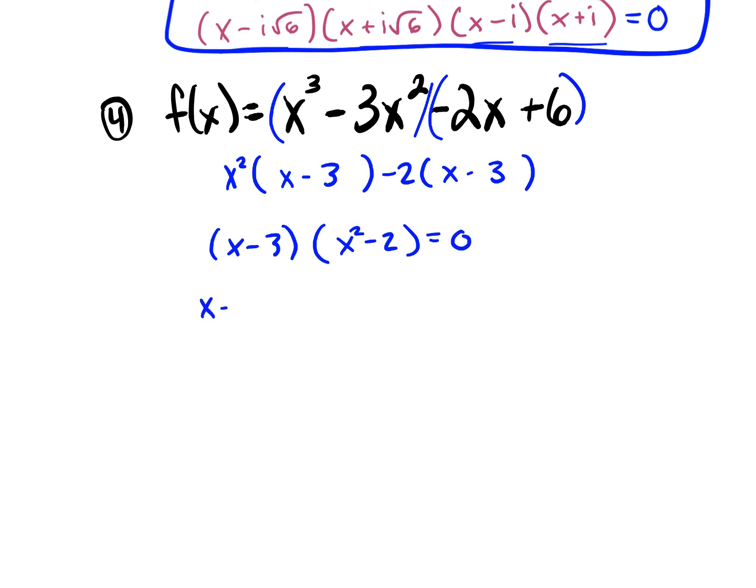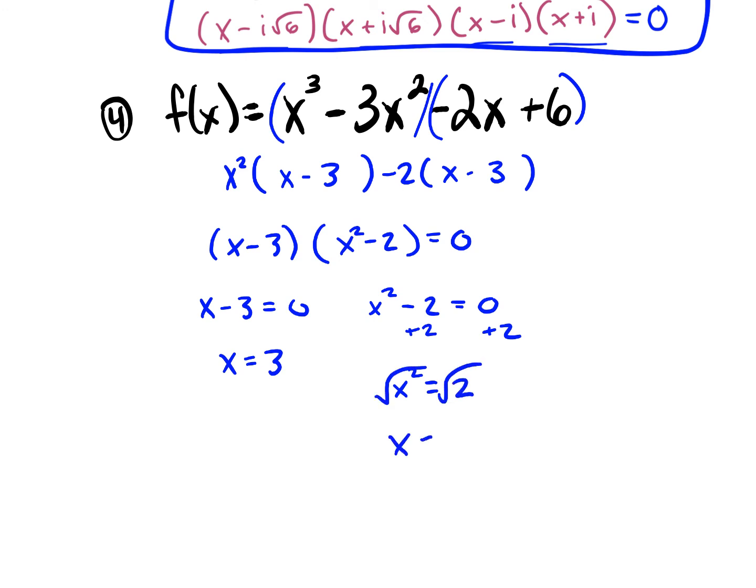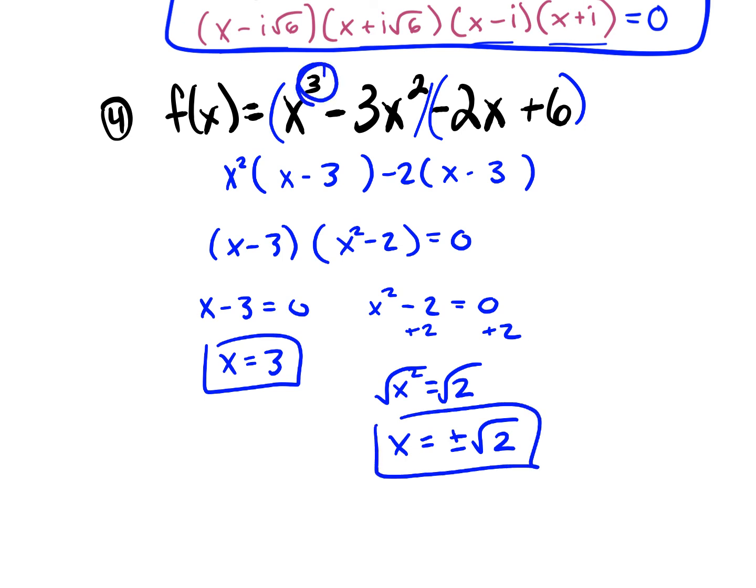Then I just set each one equal to 0. Add 3, so x is equal to 3. Here I'm going to add 2, so x squared is equal to 2. Take the square root. What's x equal to? Plus or minus square root 2. So here I have 1 answer, and then here I have 2, which told me that I need 3. So I'm good there. And then I just have to put it in my linear factorization.